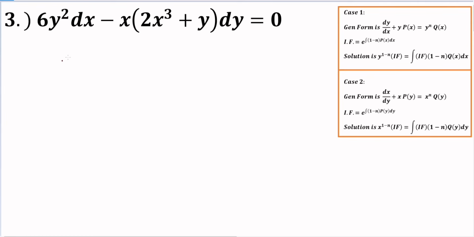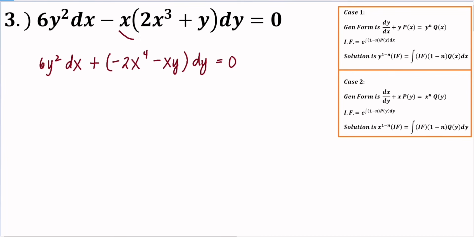So, bago natin i-divide, i-simplify muna natin to. So, 6y squared dx, ito, distribute natin, no? Pero gawin natin plus, guys. So, plus, and then distribute natin. So, negative x times positive 2x cubed would be negative 2x raised to 4. And then negative x times positive y is negative xy dy equals 0. Ayan. Dinistribute ko yung negative pero nilagay ko siya sa parenthesis.